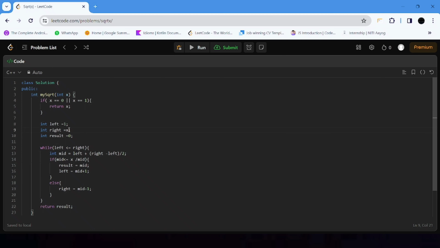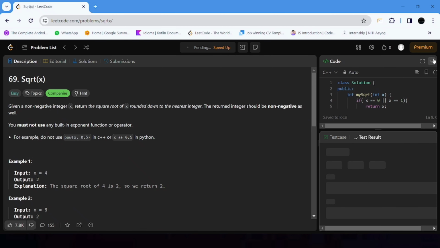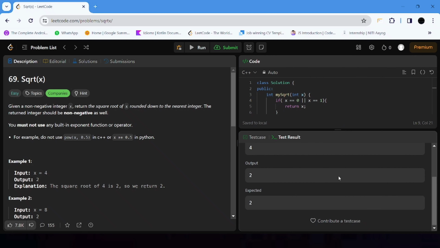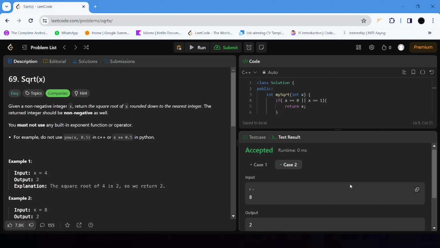Now let's check whether our code is working or not. Yes, our code is accepted for both the cases. We will be submitting it.